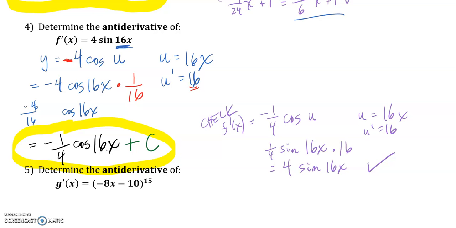Check it. Do the derivative. So I have -1/4 cosine of something, and that something is 16x. That means I'm going to have 1/4 sine of 16x, and then the chain rule says we multiply the derivatives, times 16, and 16 times 1/4 is 4 sine 16x.